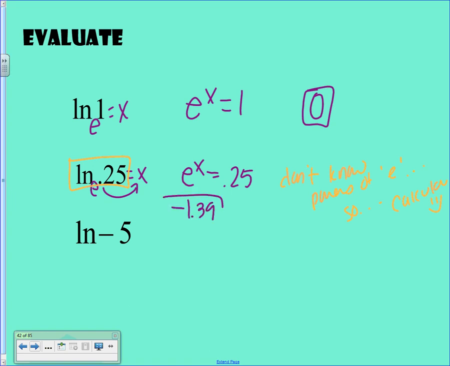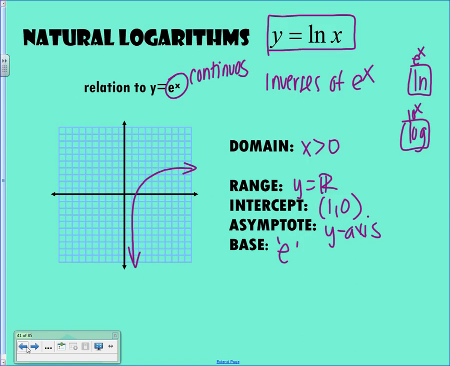So ln, you get to use your calculator. Logs, you don't. ln of -5, if you type that in, you're going to get no solution. Well, that should make sense because we just talked about the fact that -5 is over here. Is the graph over here? No. So you're never going to have negatives work out, so you're just going to give me a no solution.